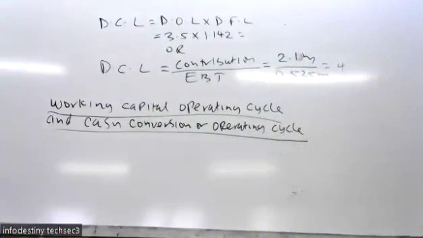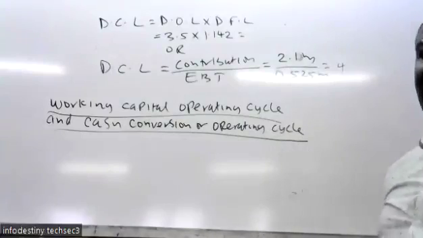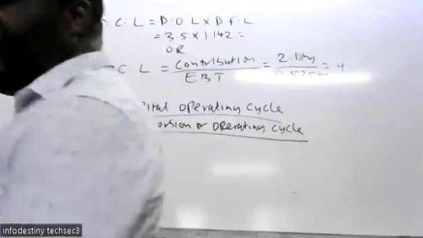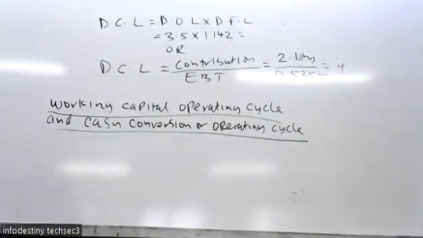So both of them are simply the length of time to recover the initial amount invested. The other one will be in the stock, this other one will be in the finished goods.